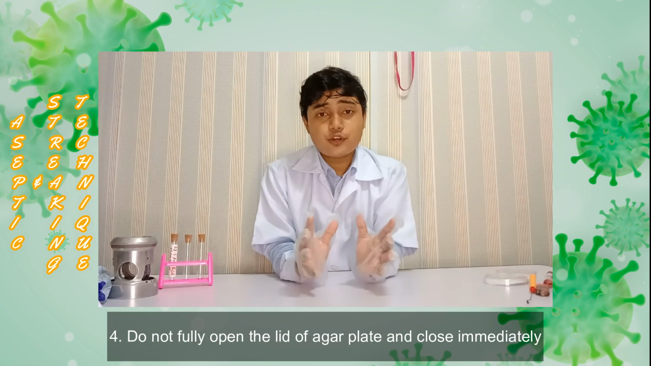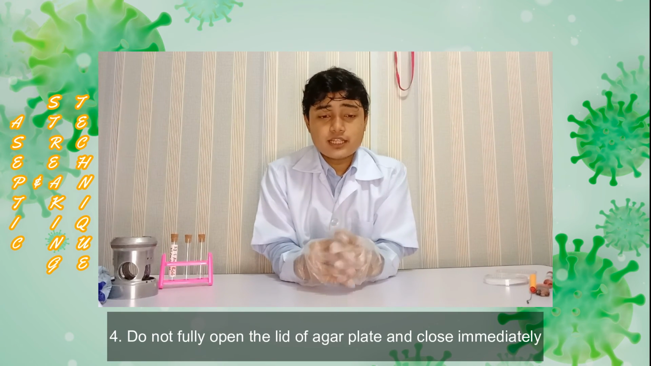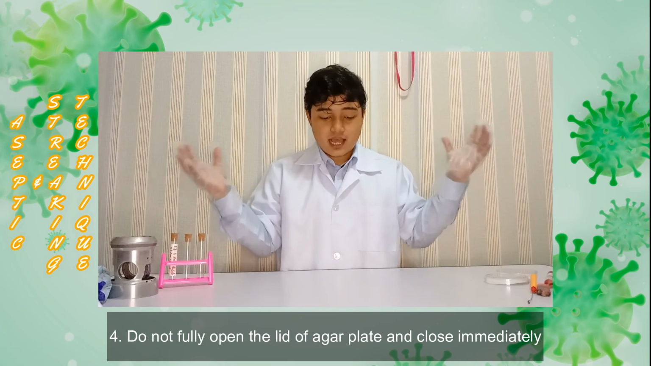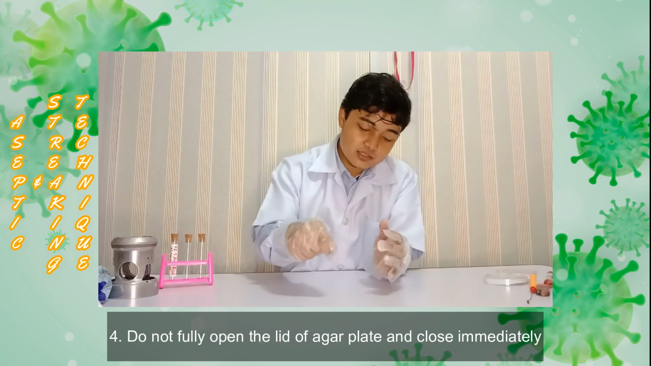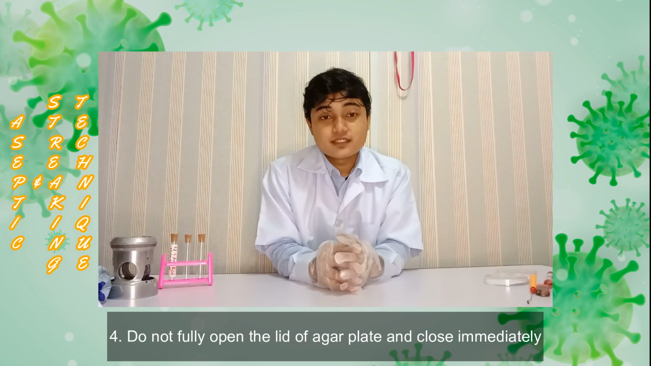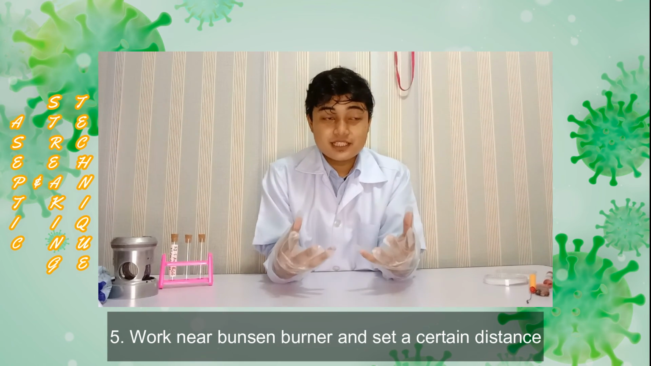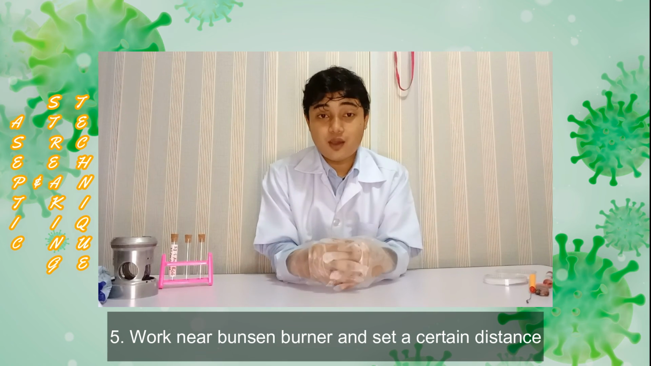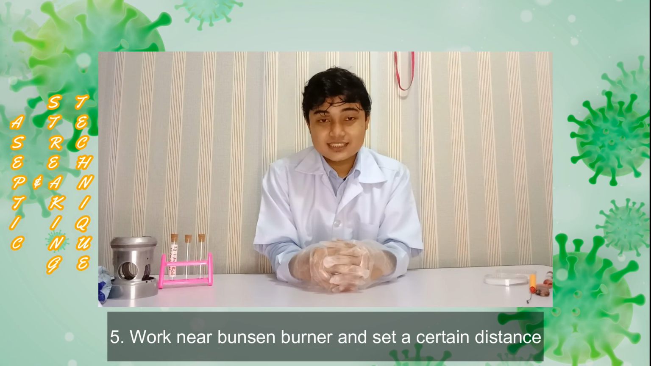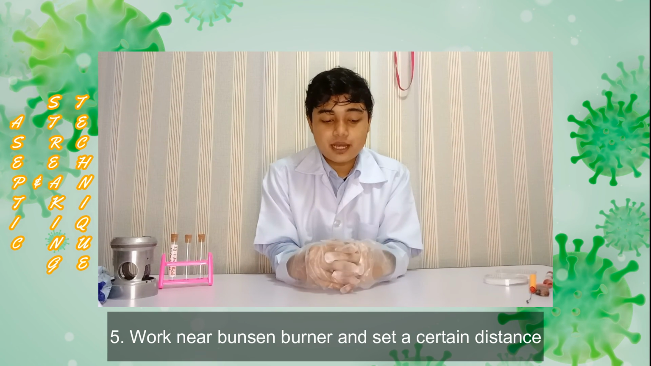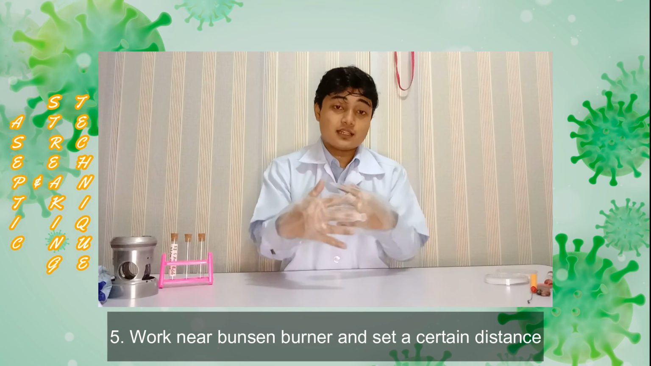Fourth, do not fully open the agar plate so that contamination from the surrounding environment does not contaminate the agar plate, and make sure to close it immediately after we streak the agar plate. Five, we need to work near the Bunsen burner because the Bunsen burner creates a sterile environment for our working place, so it will reduce the risk of contamination of our experiment, but we need to make sure to set a certain distance to avoid any accident.